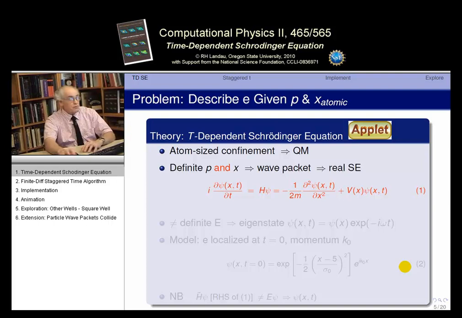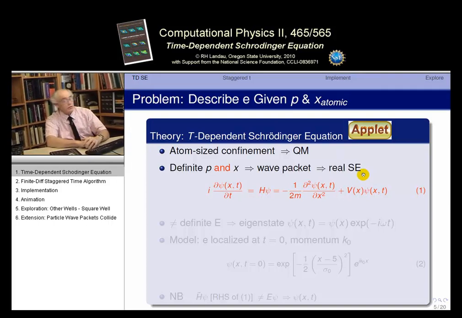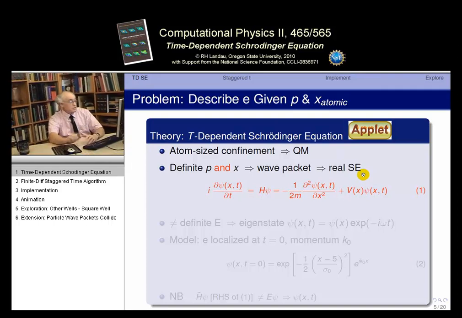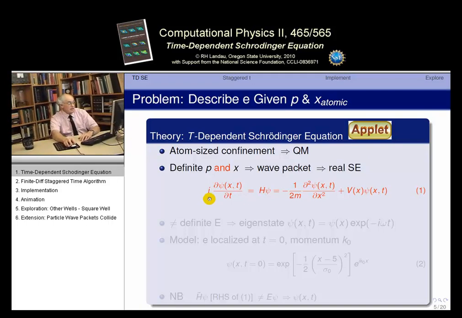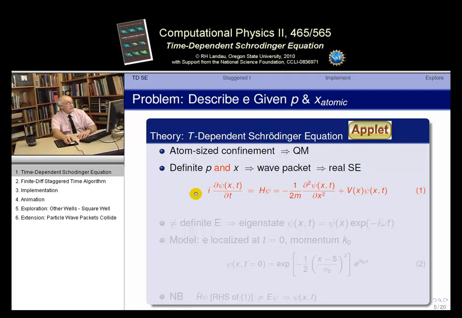And I call it the real Schrodinger equation, not because the equation is real. In fact, the equation is not real. It has a complex term. It has an imaginary term here, i, and it has a time derivative. But this is the real Schrodinger equation because this is the equation that Schrodinger wrote down. He didn't write down the time-independent version. He wrote down a time-dependent one.